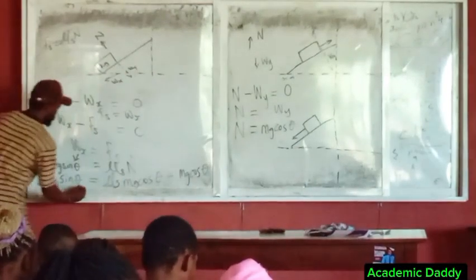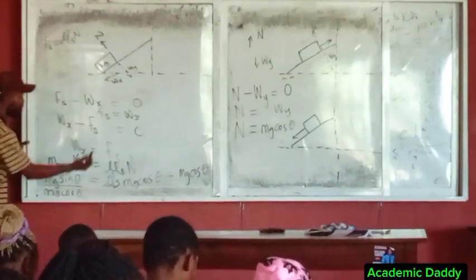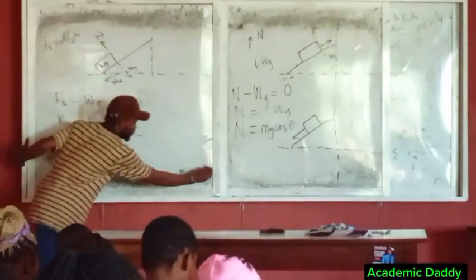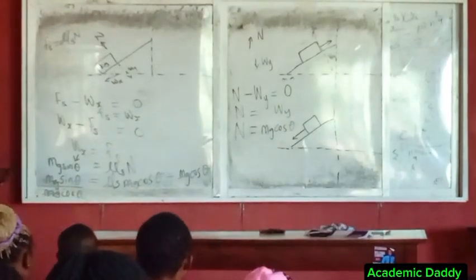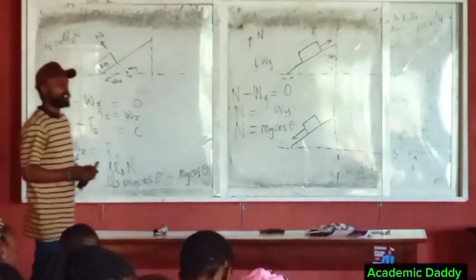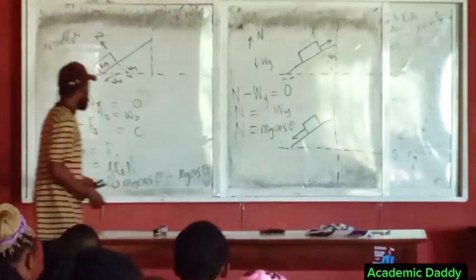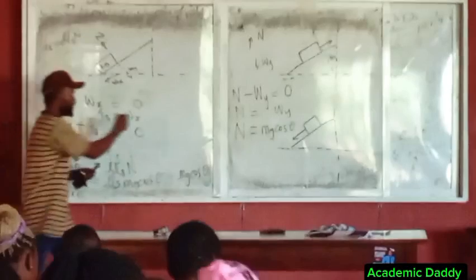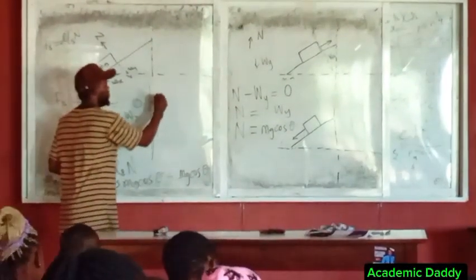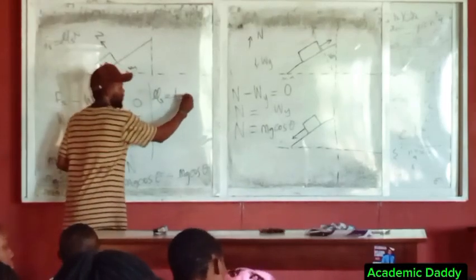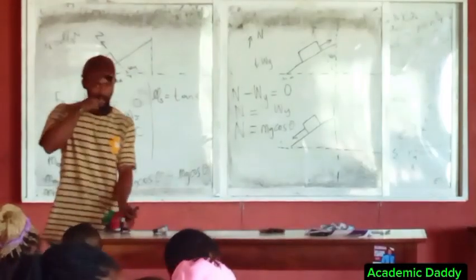Divide both sides by mg cos theta. So you see that this one will get that, this one will get that. Then the mg will get that. And we know that anytime sine is divided by cos, we have tan. So that means that for a body at rest, the coefficient of static friction is simply given by tan theta. Very simple.